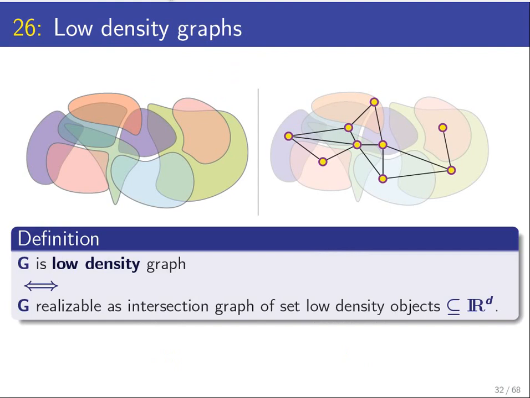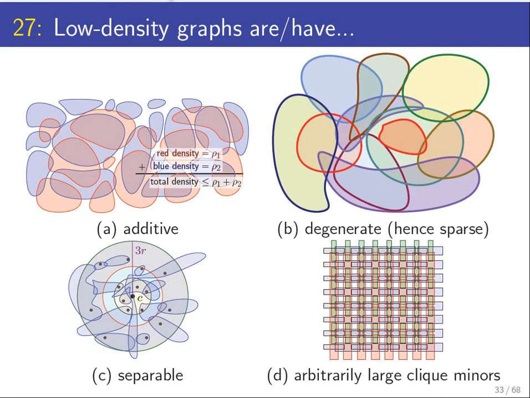Okay, so now that we have a set of objects that has low density, what do I mean by that? I mean a set of objects such that their density is a constant, right? So we have a set of low density objects, and we can just naturally look at the intersection graph. Any graph that can be realized as the intersection graph of a set of low density objects in low dimensions would be called a low density graph, right?